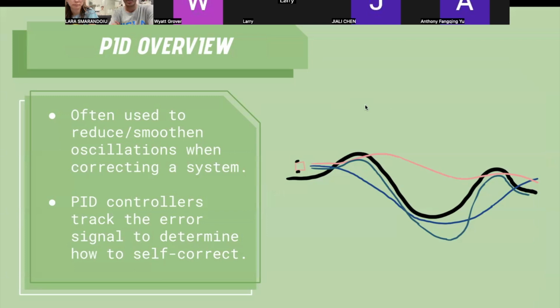Once again, if you're in EC3, all of this will probably be familiar to you. But this is essentially just used to reduce or smoothen these oscillations when you're correcting a system, by which we mean when you're getting your system, your car in both cases, to track something, right? Either your hand, the wall, or the track itself. Then the PID controllers, each of the three I mentioned, uses a slightly different method to keep track of how your error is changing, keeps track of different parts of it, and then self-corrects. So we're going to go over the three types.